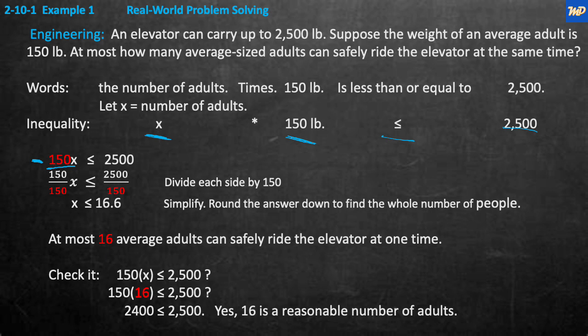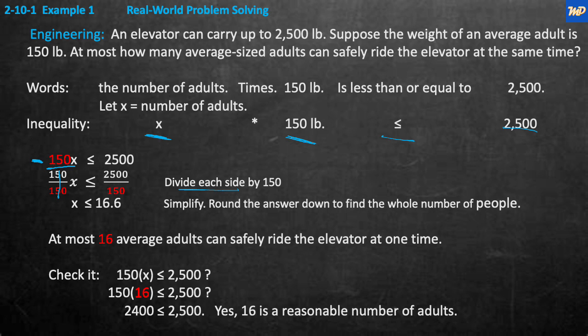In order to solve this, we're going to divide each side. We've got to get the X alone, remember that? We have to get the X alone on one side or the other of the inequality. We're choosing the left side because it's already there, which means we're going to divide each side by 150. So 150 X divided by 150 is less than or equal to 2,500 divided by 150. When we simplify this, the 150s cancel out.